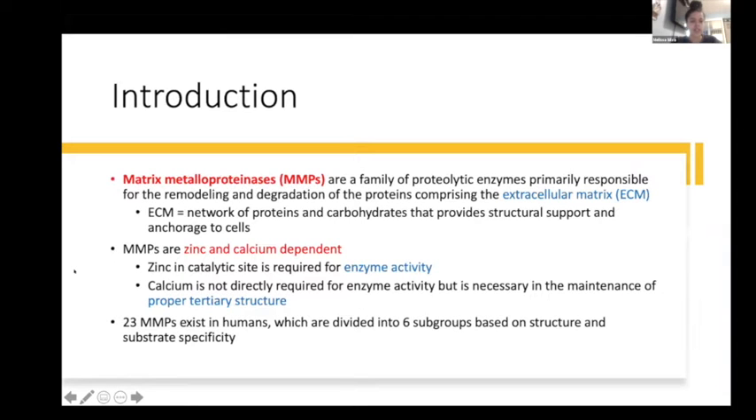So for some introduction, matrix metalloproteinases, or MMPs for short, are a family of proteolytic enzymes primarily responsible for the remodeling and degradation of the proteins comprising the extracellular matrix, which is a network of proteins and carbohydrates that provide structural support and anchorage to cells. MMPs are zinc and calcium dependent. Zinc present in the catalytic site is required for enzyme activity, and calcium is not directly required for enzyme activity, but is necessary in the maintenance of proper tertiary structure. 23 types of MMPs exist in humans, which are divided into 6 subgroups based on structure and substrate specificity.